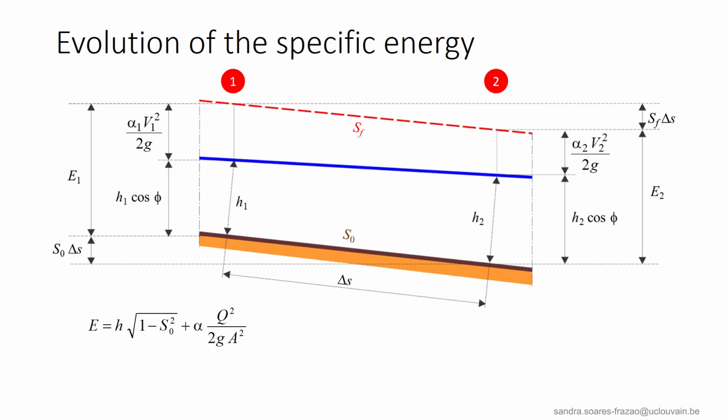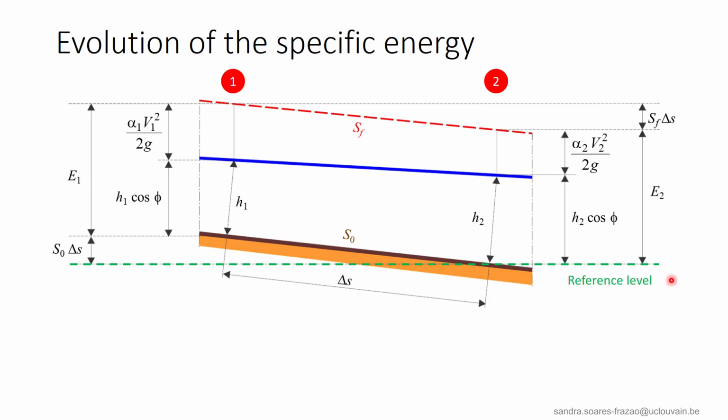Now we will combine all these concepts to analyze the evolution of the specific energy. Let us consider a portion of gradually varied flow between section 1 and section 2, distant of delta S. The definition of the specific energy is recalled here, where the second term on the right-hand side represents the kinetic energy. We have thus E1, the specific energy in section 1, and E2, the specific energy in section 2.